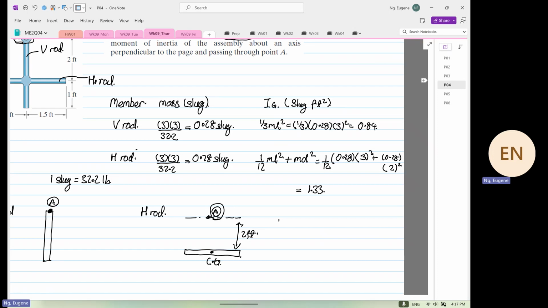Therefore, I is equal to 0.84 plus 1.33, which is equal to 2.17 slug feet squared.